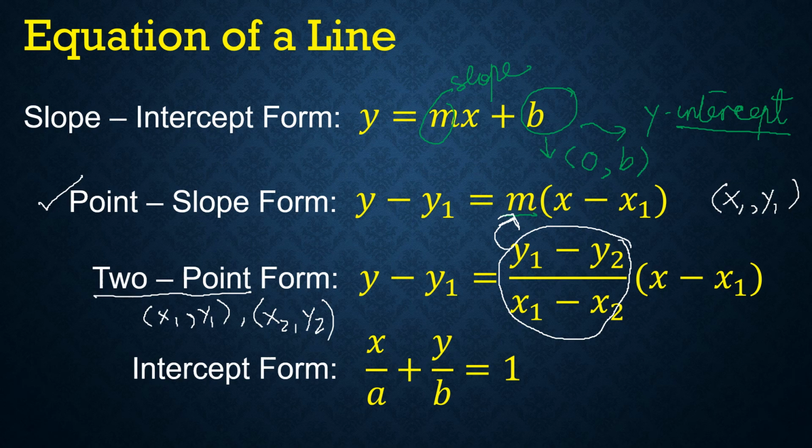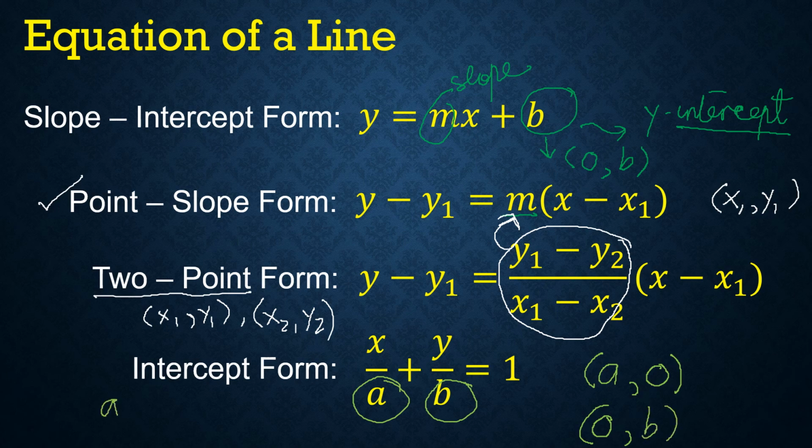Okay, and the next method is the intercept form. a and b are the intercepts. This a is the x-intercept. Ibig sabihin, galing siya sa isang point na 0 ang kanyang y-coordinate. Tapos yung b naman is the y-intercept, na kung saan galing siya sa isang point na 0 ang kanyang x-coordinate. So a is the x-intercept and b is the y-intercept.